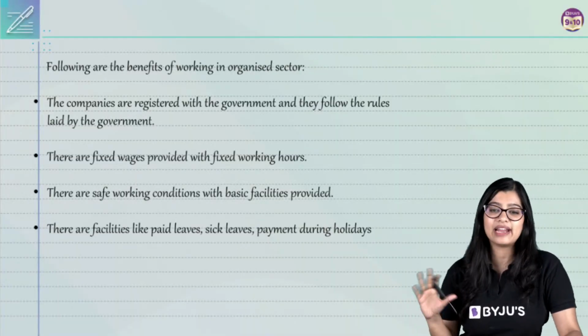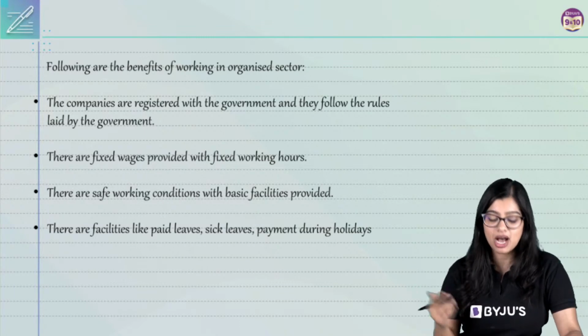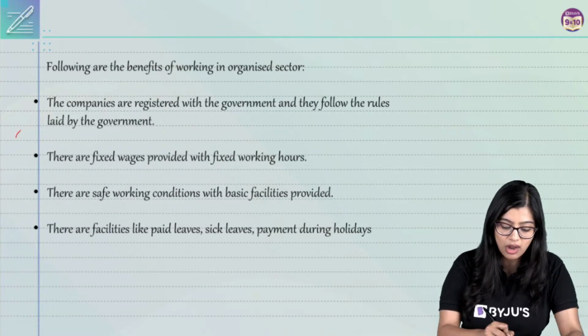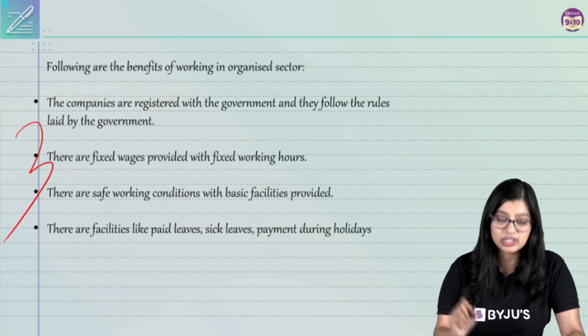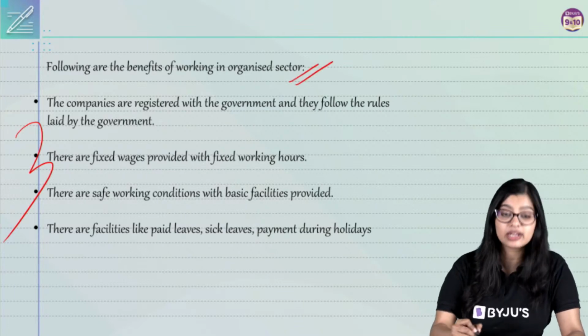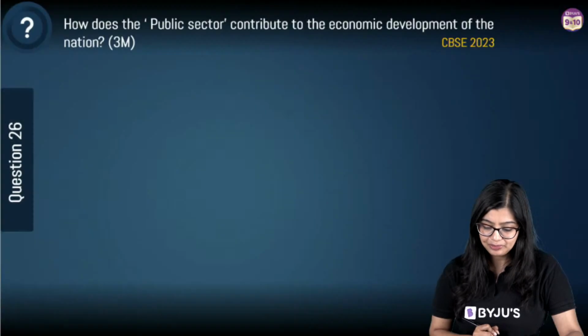So here you need to write any 3 to 4 benefits. It's for 3 marks, so you'll have to write any 3 to 4. You are good to go. Okay? So this is all about the benefits of working in an organized sector, right?